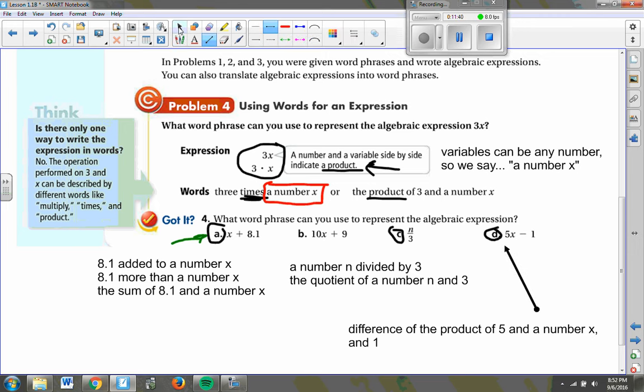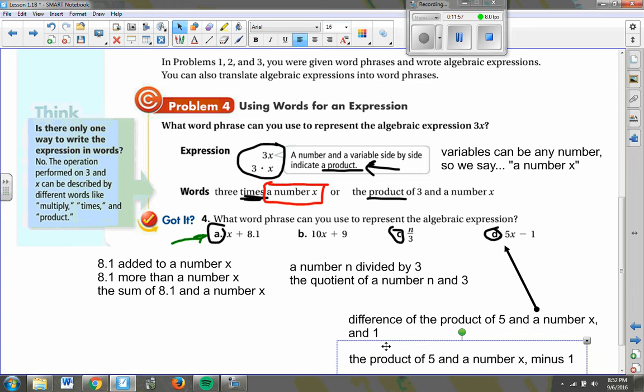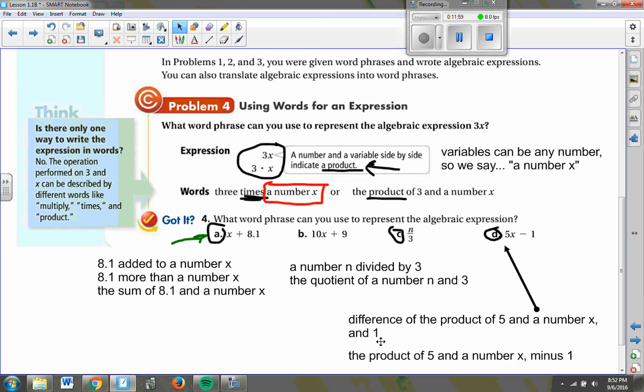The other way that I could write that is just using a minus symbol. I could just say the product of 5 and a number x minus 1. I could just use the word minus. Also totally fine. So 2 options there as well.